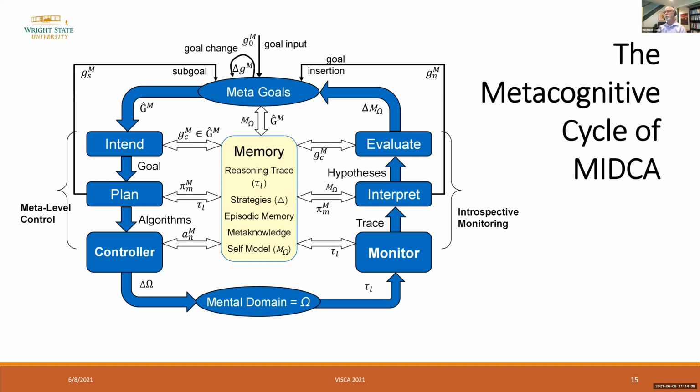And you could evaluate the goals that you have, whether or not the goals have been achieved yet. Intend chooses a subset of the goals that you might have at the meta level, and plan creates some kind of a plan to make a change in cognition, and then the controller executes those.